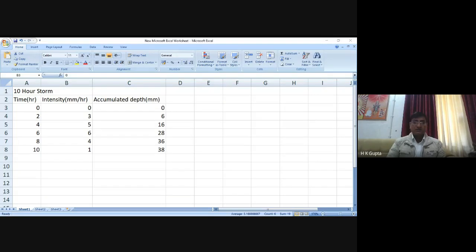Suppose this value Nx is for rainfall station X, N1 is for station 1, then station 2, 3, 4, so m stations were there. So N1, N2, N3, up to Nm values will be there. They are the normal rainfall values. Now you will check the variation between these. How can you check the variation? I can simply write.